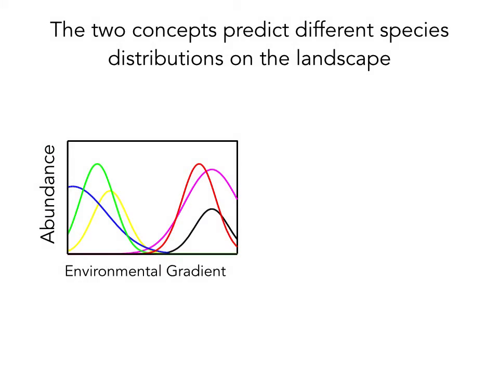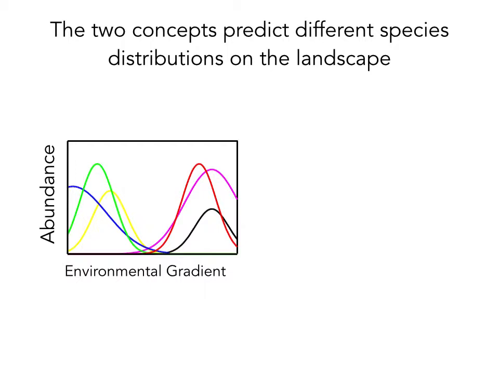The two concepts predict actually very different distributions of species on the landscape. So let's take a look at the predictions that come out of Gleason's concept and Clements's concept. We'll start with Clements. Shown here on this slide is a graph of the abundance of several species along what's called an environmental gradient.